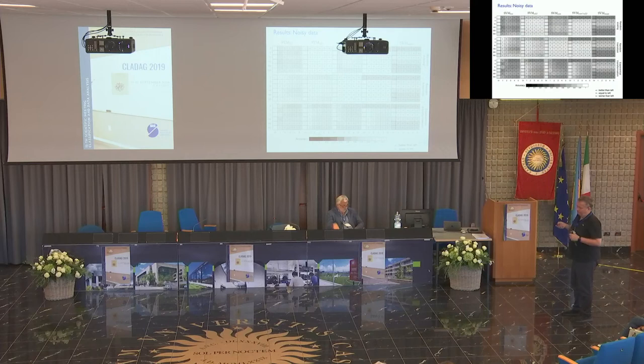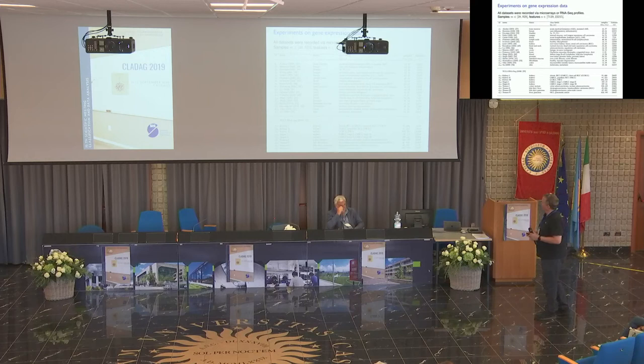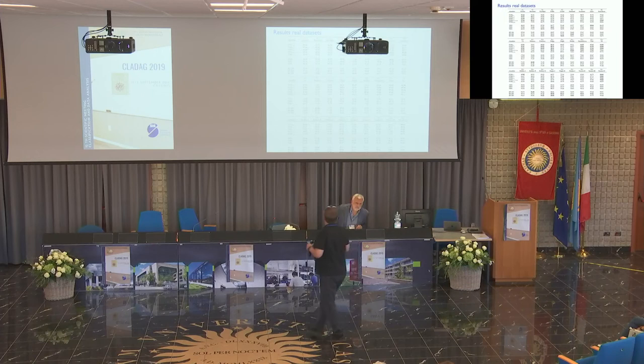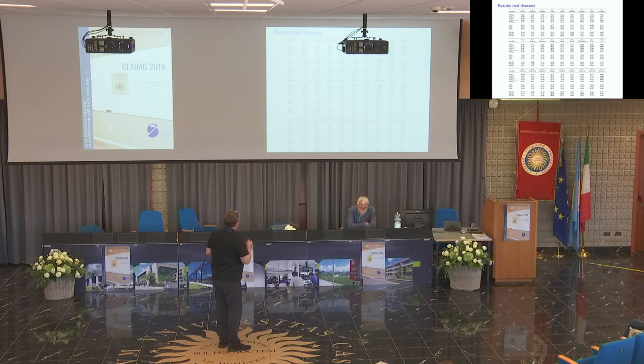Now we come to the real data, and we tested 27 different types of microarray data and RNA-seq data, which is quite a number. And you see here the number of samples and the number of features. This will almost be my last slide. What you see here is, for many cases, the linear and the subtype classifiers are quite good, and we don't have a change.